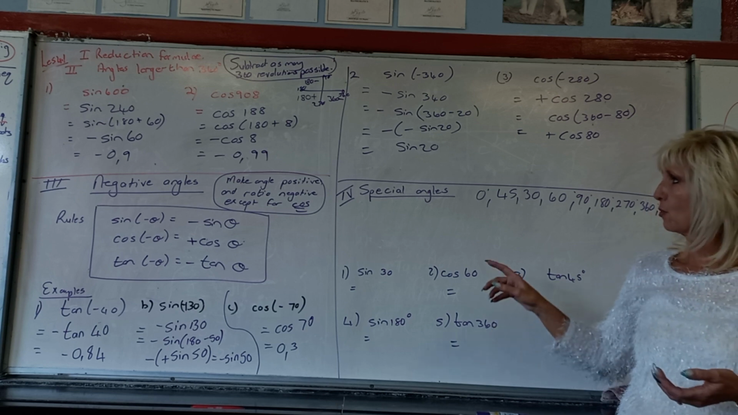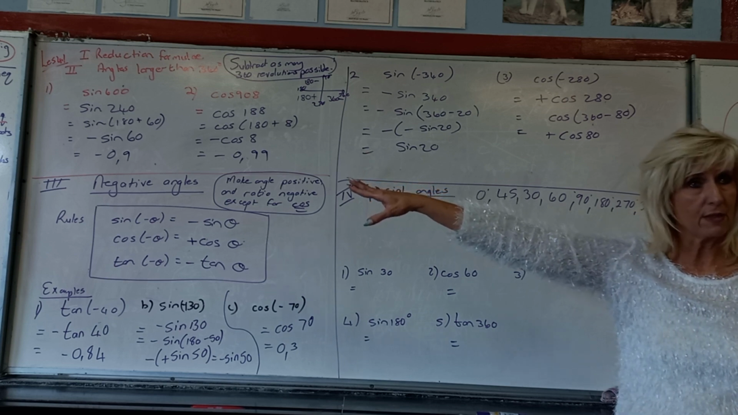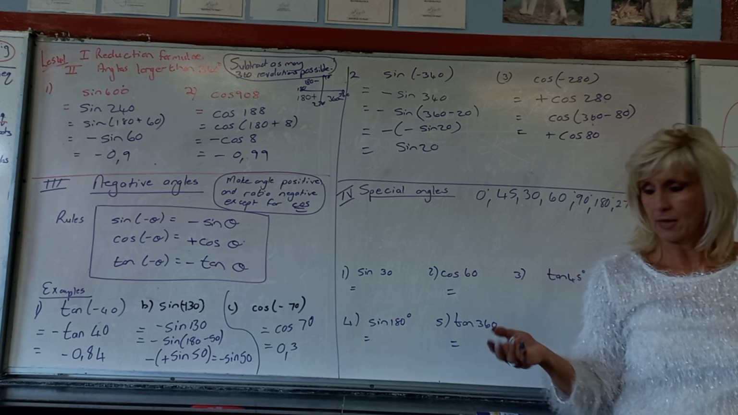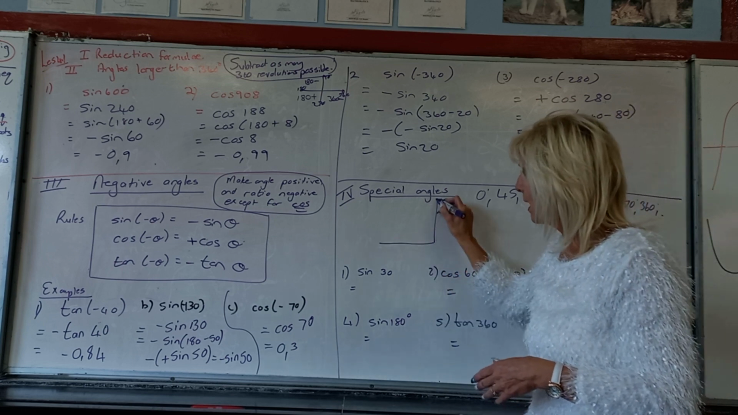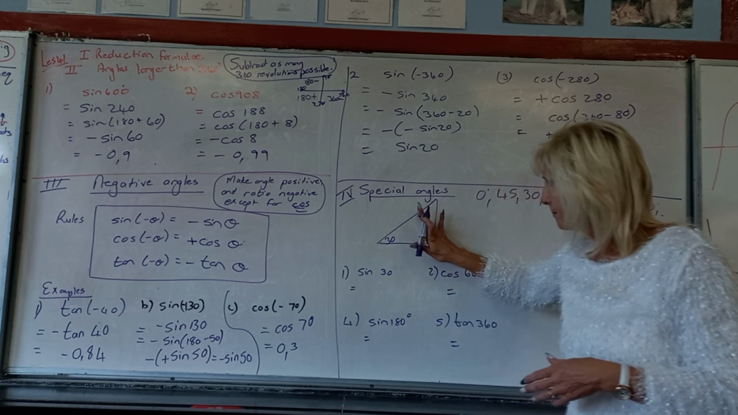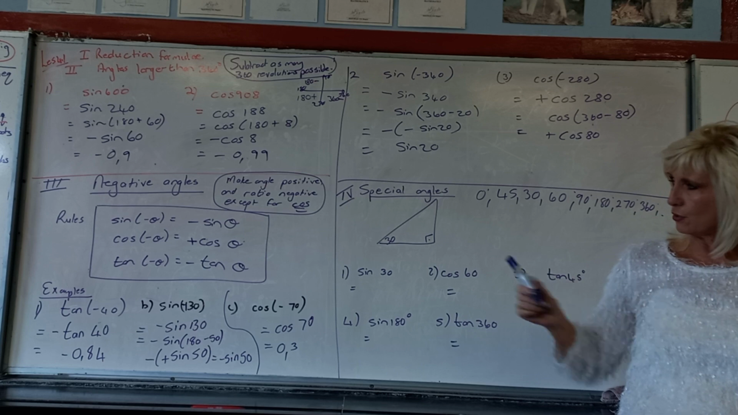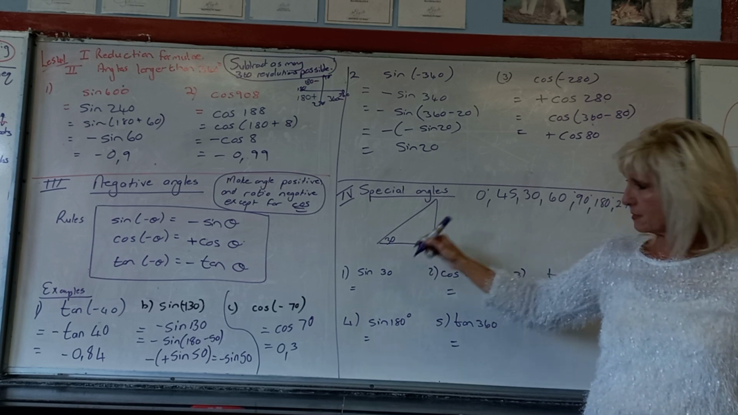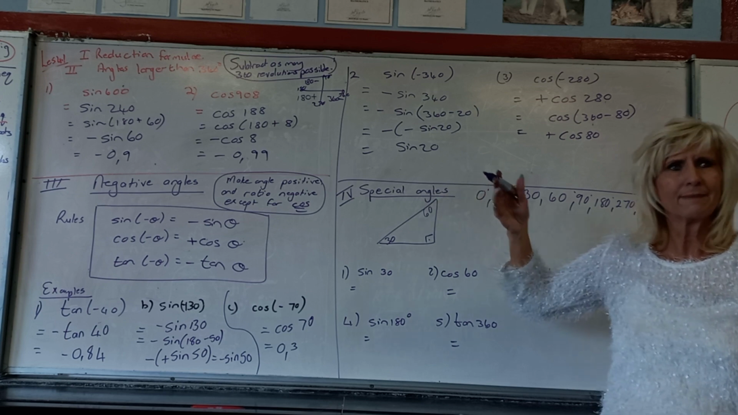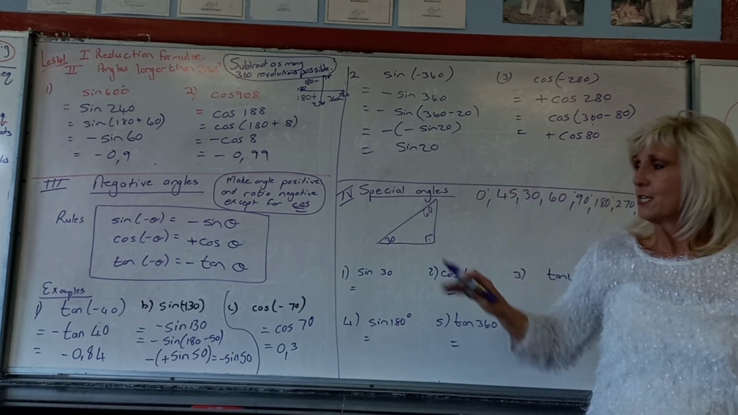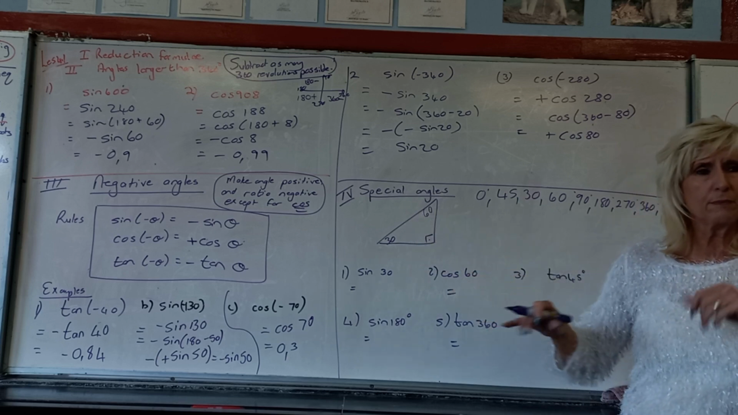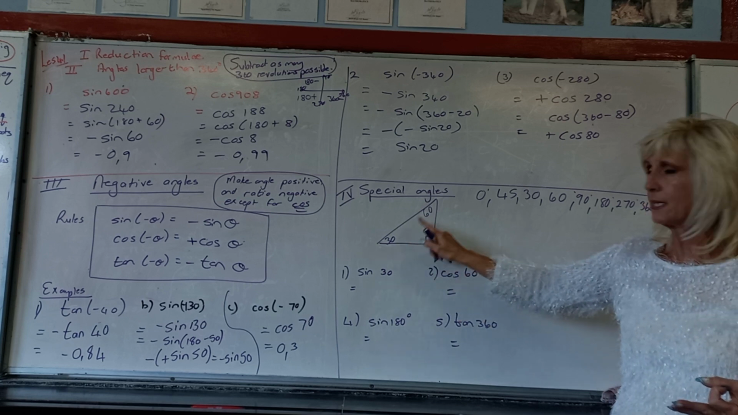So if they ask you what is sin 60 like I did over there, you should know that it's root 3 over 2. Now how do you know that? There are 2 triangles that I teach my kids and there are different variations. The 2 triangles I teach you is, if this is 30 degrees, that's 90, then this should be 60. Why? Okay, are you with me? So from this triangle, you are taught what sin, cos, and tan of 30 and 60 are.